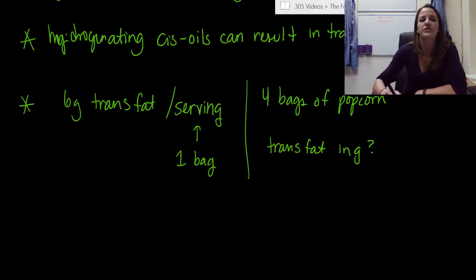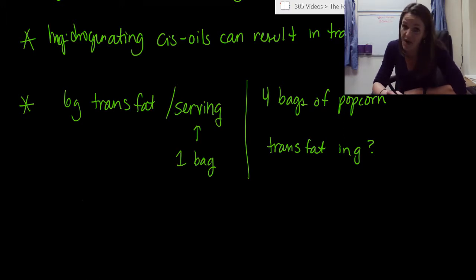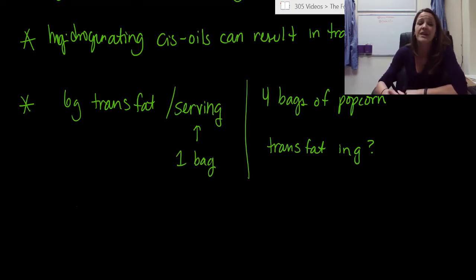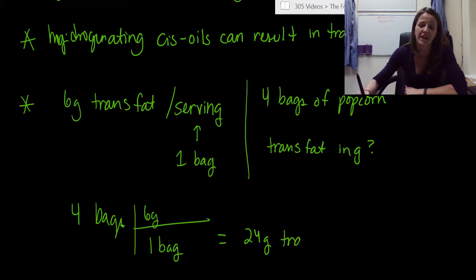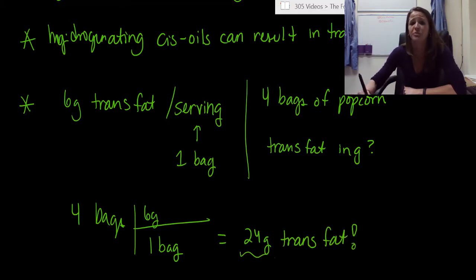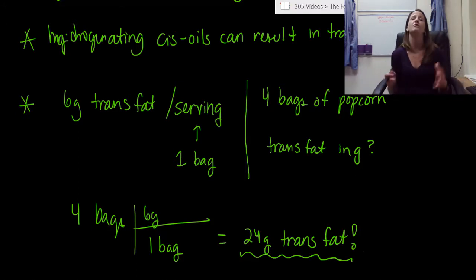All right, did you get an answer? Hopefully you did, and hopefully all you saw is that, oh my gosh, popcorn, especially movie theater popcorn, can be really, really bad for me. So you eat 4 bags of popcorn, multiply that times our 6 grams of trans fat per serving, which we're going to say is 1 bag, and this gives us 24 grams of trans fat. That is so bad for you. Please never binge eat your movie theater popcorn.